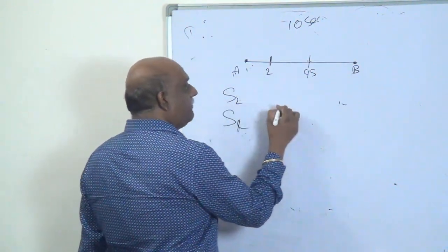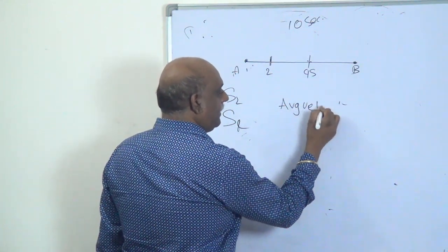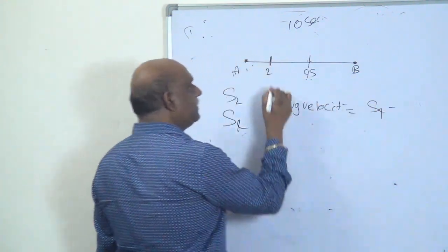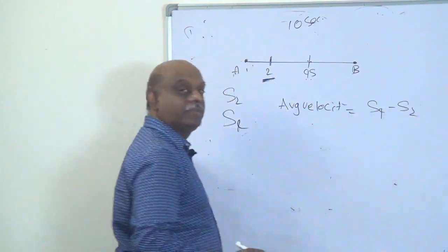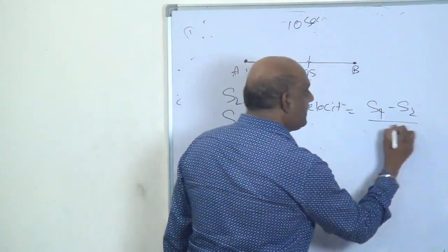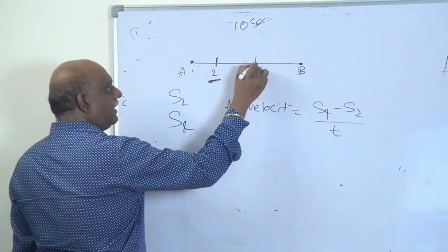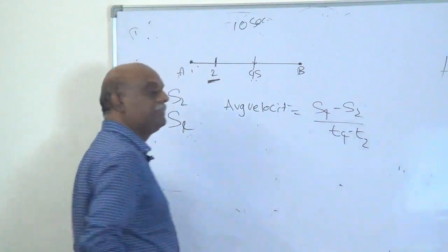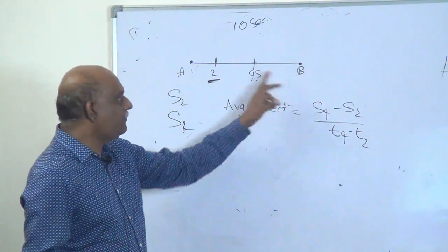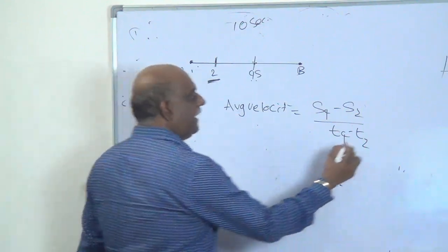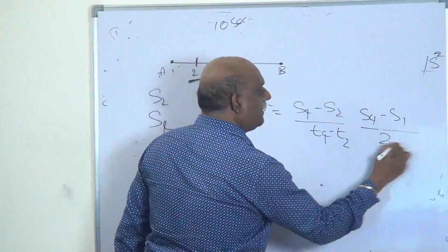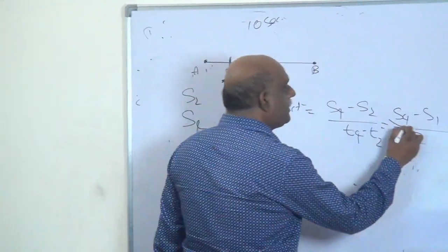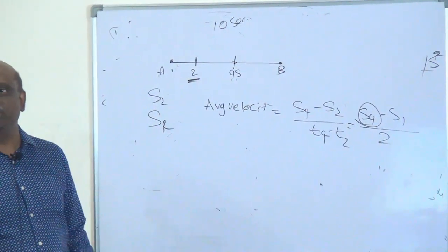So, average velocity is displacement at the 4th second, S4, minus displacement at the 2nd second, that is S2, divided by the time difference, that is T4 minus T2. Already we know T4 is the 4th second and T2 is the 2nd second. So, S4 minus S2 divided by 2 is where we are going to get the answer. Now, how do you get S4 is a very important question.